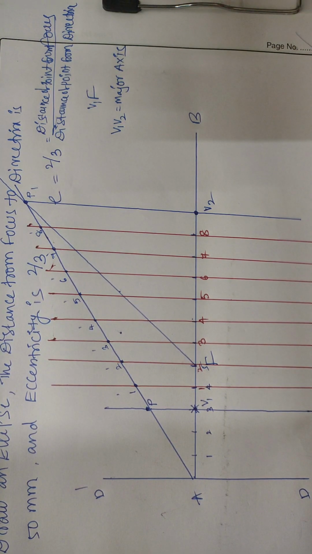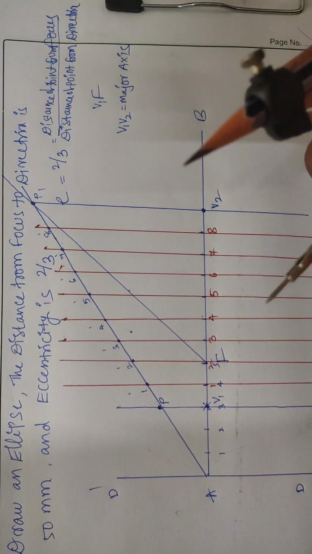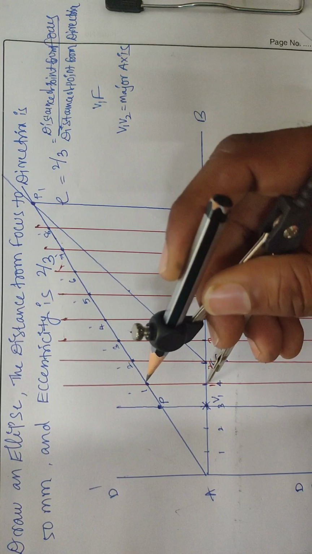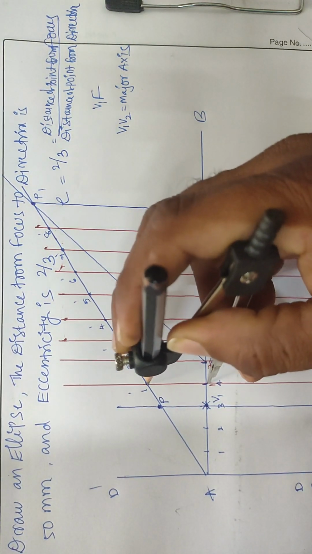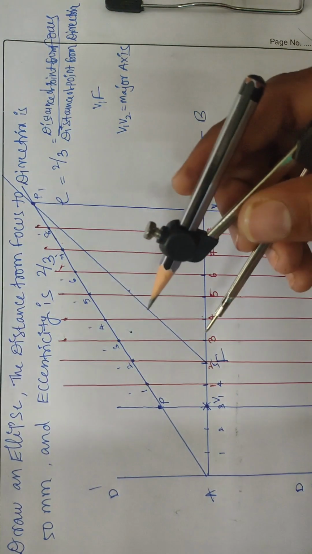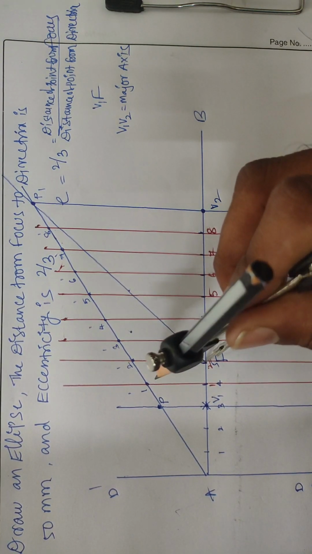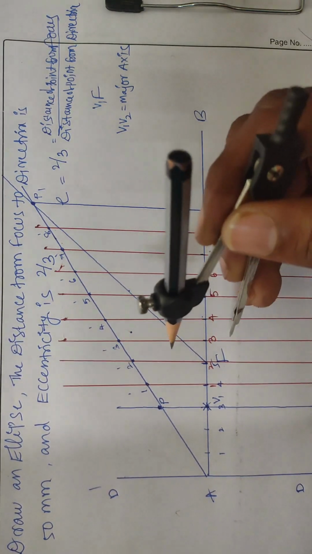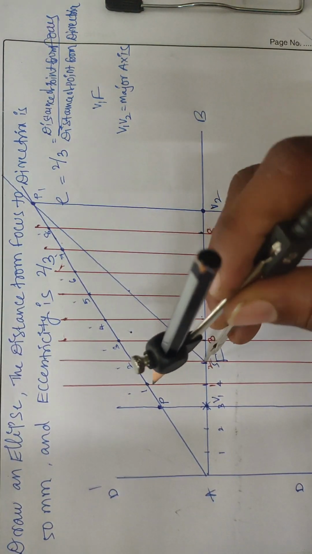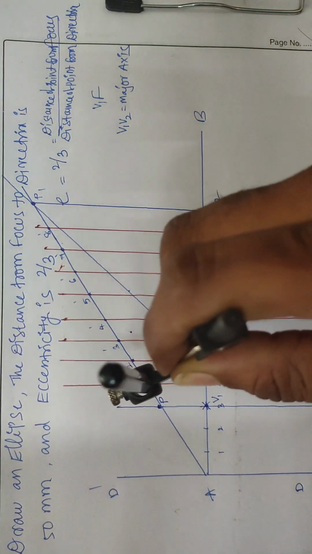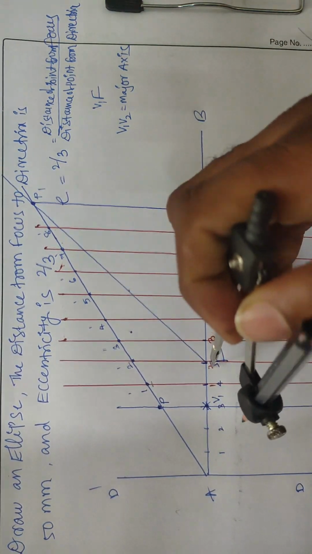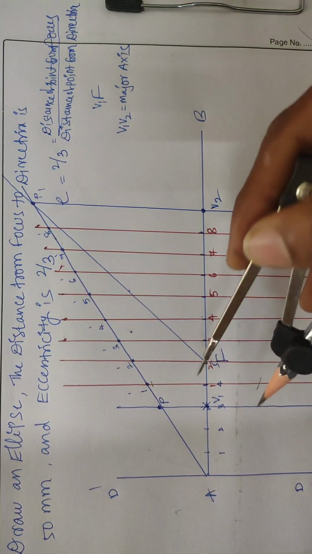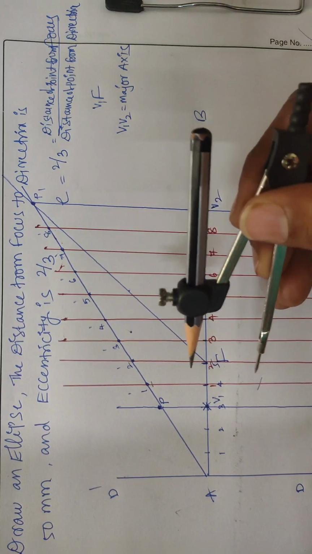Next, take your compass. First we need to take the measurement of the 1 to 1 dash distance in the compass, with the focus as center. Draw an arc on the first line, here above and below the first line. Here we need to mark 2 arcs.